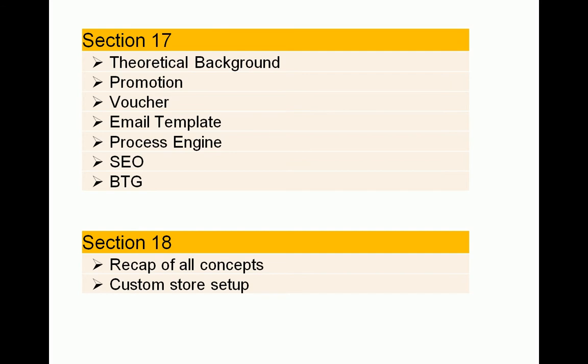In section 17, we give some theoretical knowledge and some ideas, and we log into the Hybris site and create a sample promotion voucher, some standard email templates, and see how the process engine works, and the importance of search engine optimization and BTG. All these functionalities we'll do with one simple example in section 17.